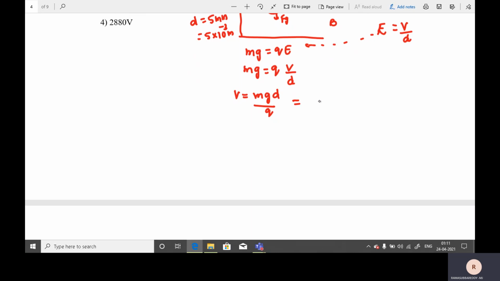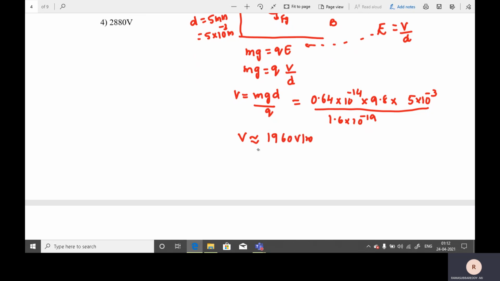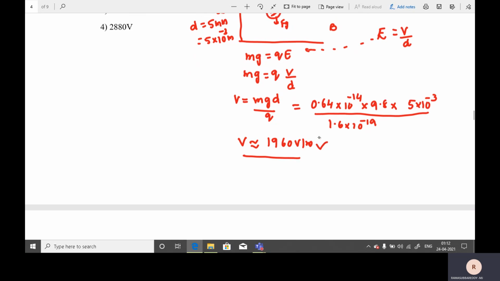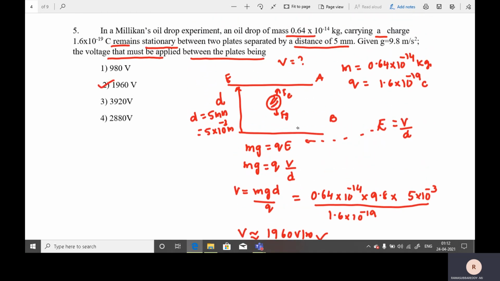Okay. Then substitute all values. m is 0.64 into 10 to the power of minus 14 and g is 9.8 and d is 5 into 10 to the power of minus 3, and charge 1.6 into 10 to the power of minus 19. Okay, this power will go upside, it will become 10 to the power of 5, and here minus 3. Okay, that will cancel. After cancellation of these values, we'll get nearly 1960 volt. That is our final answer. So which option will we get? Option 2.